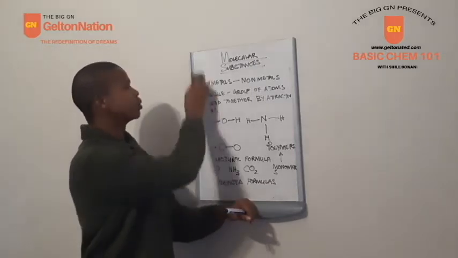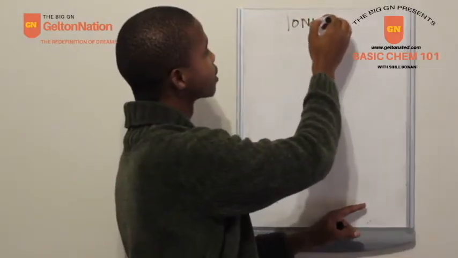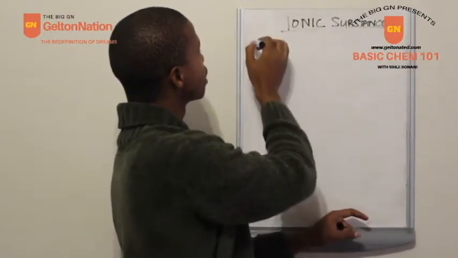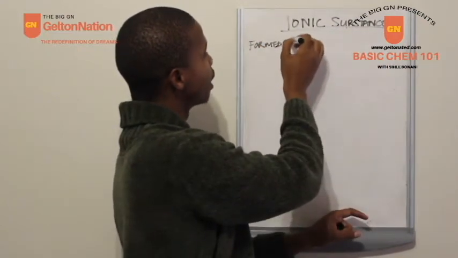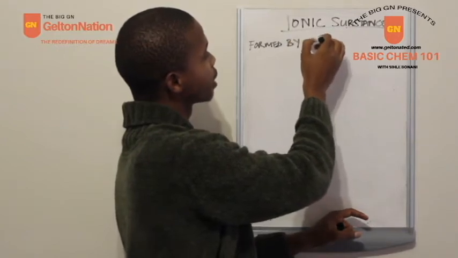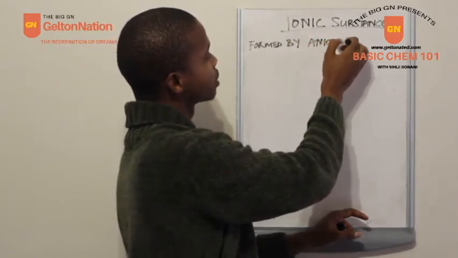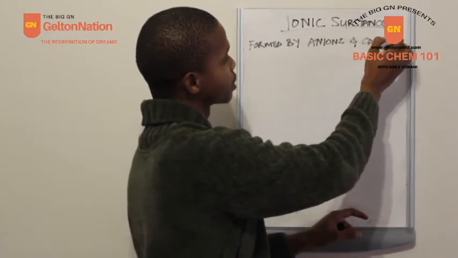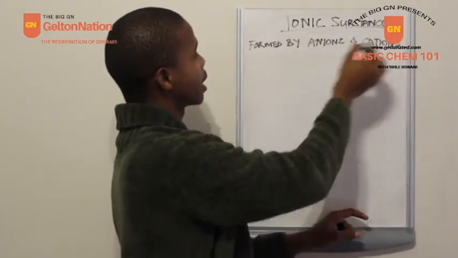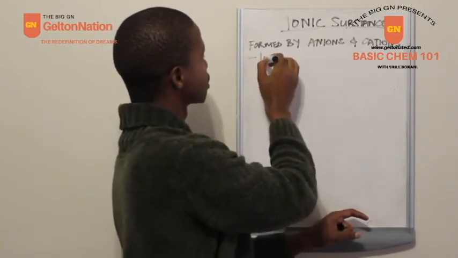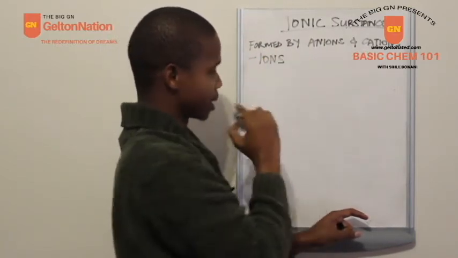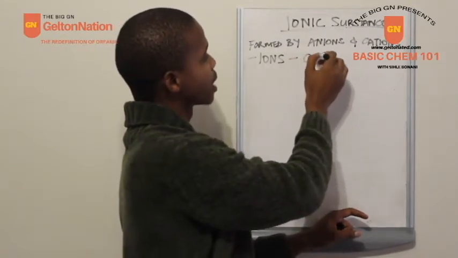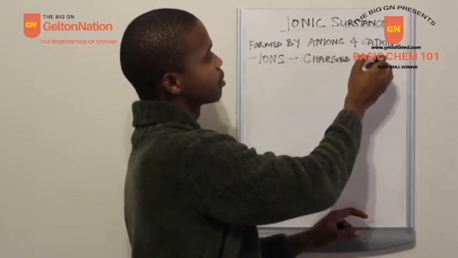Let's move to ionic substances. These are formed by anions and cations, or anions and cations are what is called ions. So what are ions? Ions are charged atoms.